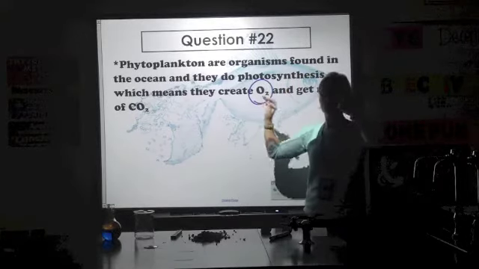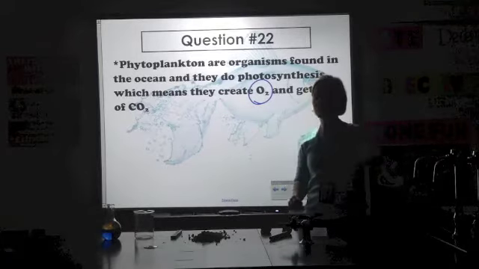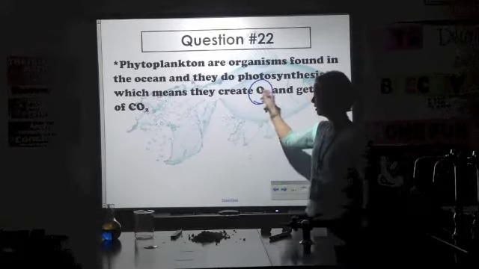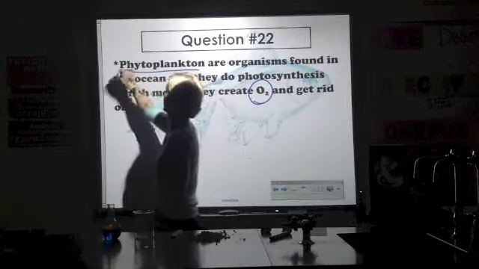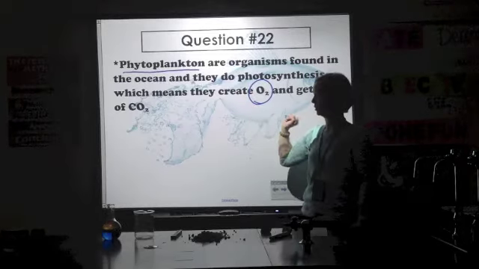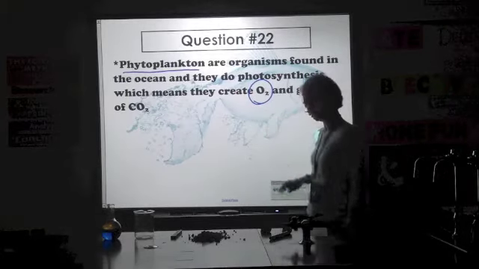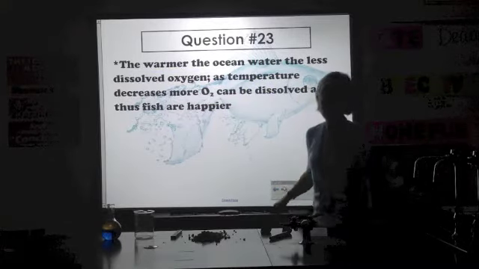The world's oceans are putting out the majority of the oxygen. So yes, we've got the rainforest. Yes, we've got little trees in our backyard. But this ocean, this wonderful ocean with these wonderful little phytoplankton, are putting out the oxygen that we need to breathe. So next time in the ocean, thank your phytoplankton. Okay? Alright, question number 23.